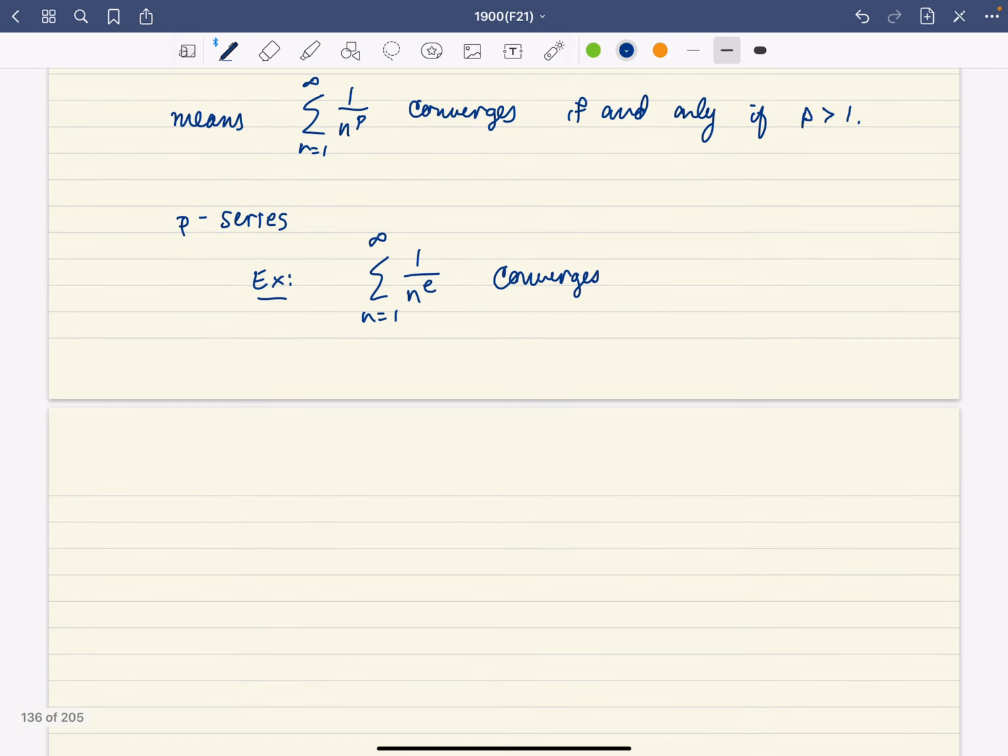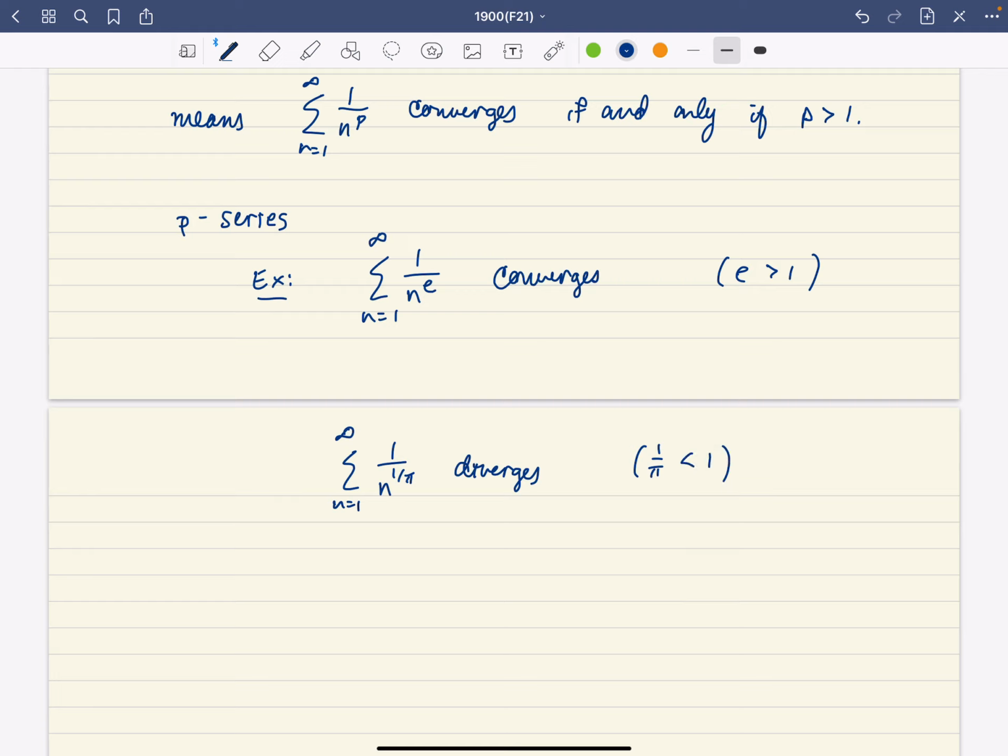e is 2.718, that's bigger than 1. If I were to look at the sum of n to the 1 over pi, as n goes from 1 to infinity, this diverges, right? 1 over pi is less than 1, okay?